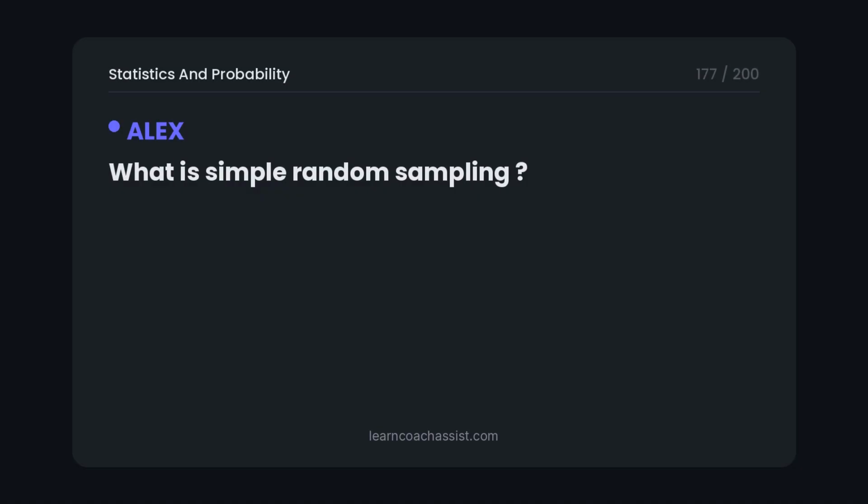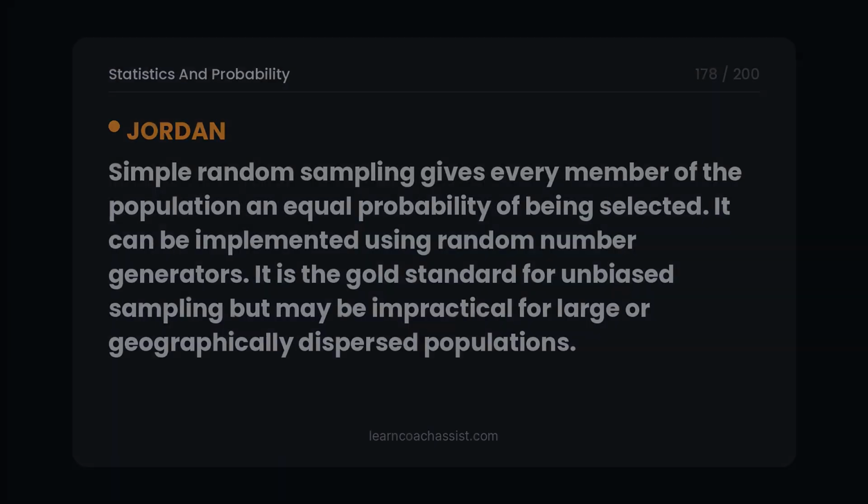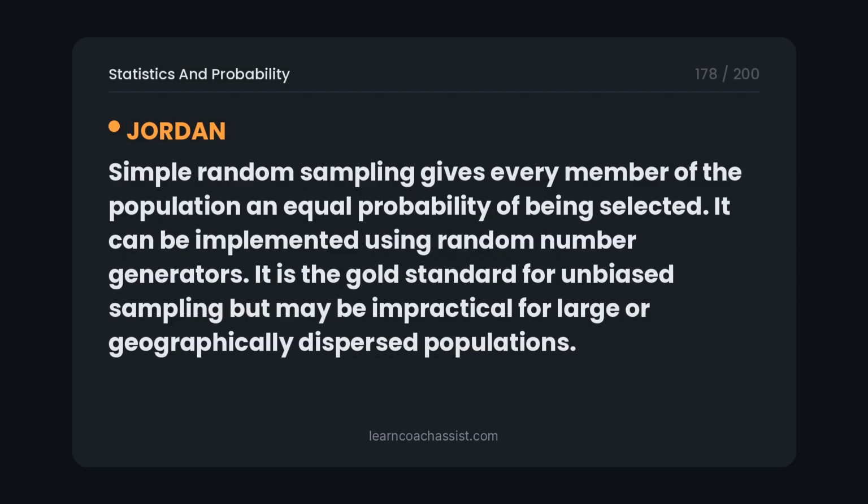What is simple random sampling? Simple random sampling gives every member of the population an equal probability of being selected. It can be implemented using random number generators. It is the gold standard for unbiased sampling but may be impractical for large or geographically dispersed populations.